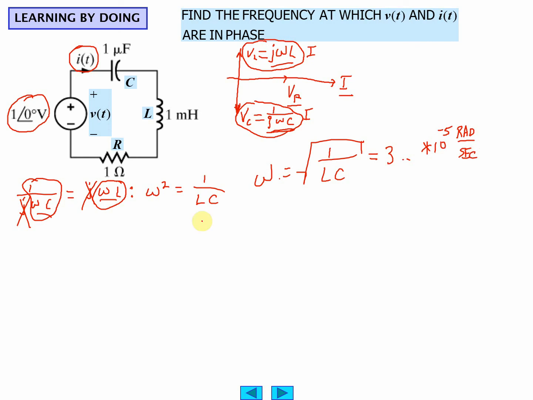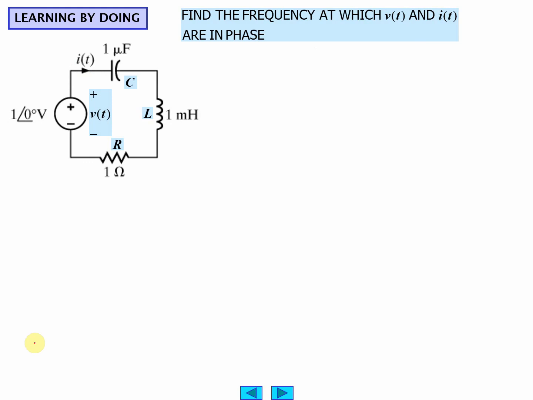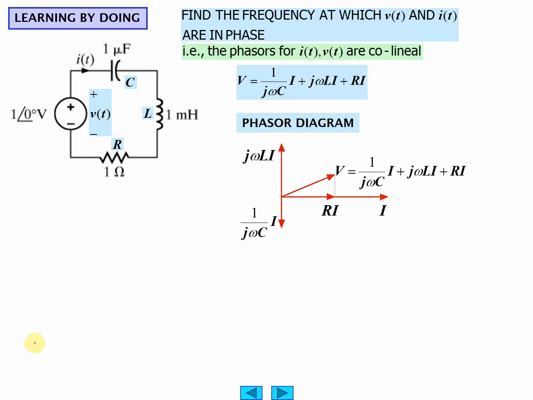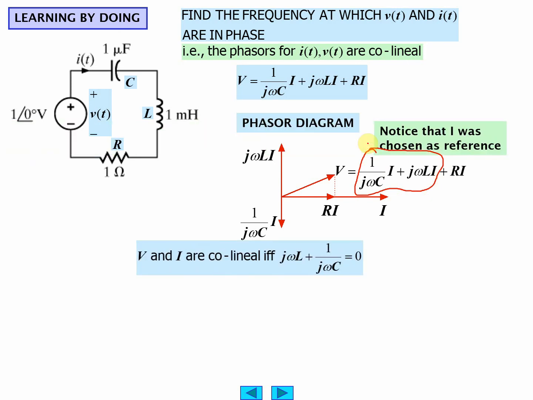Let's see what the book does. Remember, 3 times 10 to the negative 5. This is going to be the phase angle given by the imaginary parts. And there it is. There's where the two have to add together. I looked at the absolute magnitudes being equal to each other.